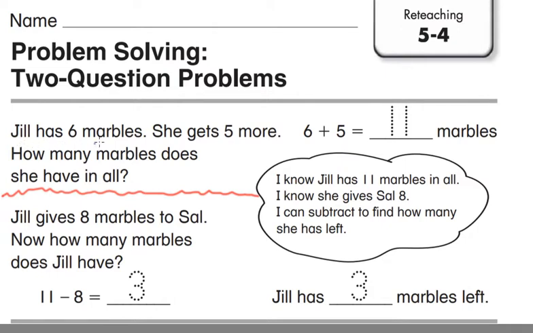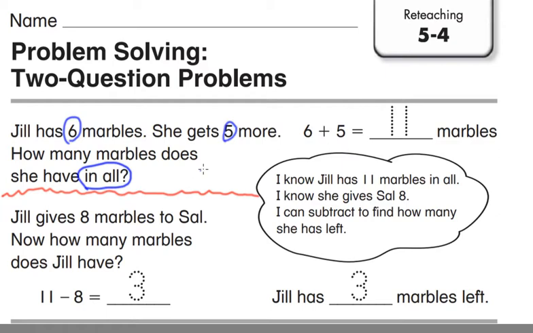Jill has 6 marbles. Well, that sounds pretty important, so I'm going to circle that. She gets 5 more. Well, that also sounds important. How many marbles does she have in all? Now, there's some special words in this problem that tell us if we're going to add or subtract. And those special words are in all. So I'm going to go ahead and circle that. Those words are important. When we see in all, that means we are going to combine numbers. We're going to add. And you will use a plus sign to show this, right?